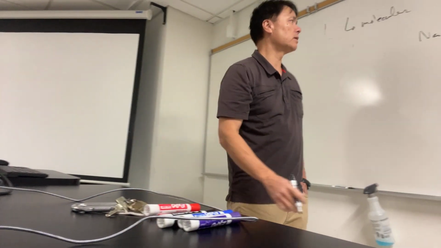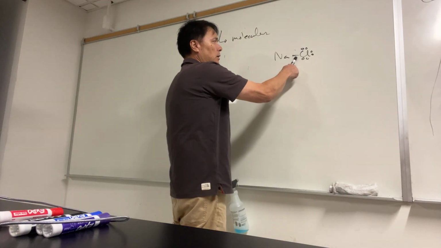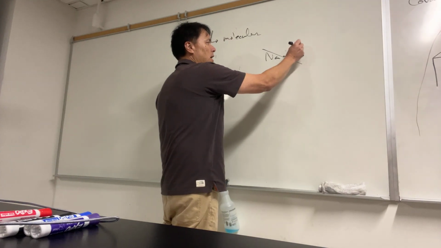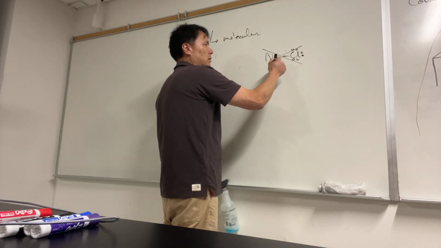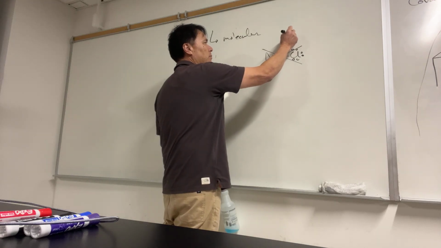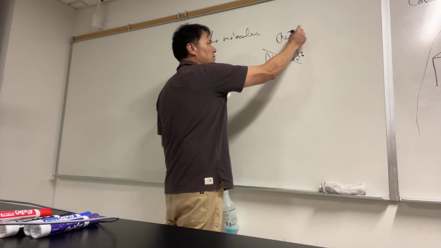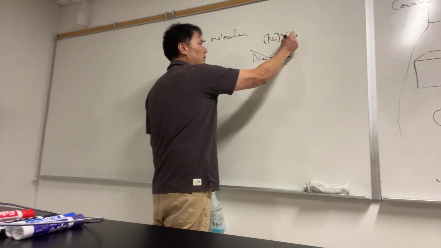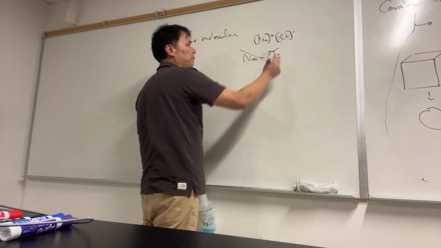For molecular compounds, we show the bond as a line or 2 dots. For ionic compounds, the ionic bond is just the attraction between the positive and the negative.